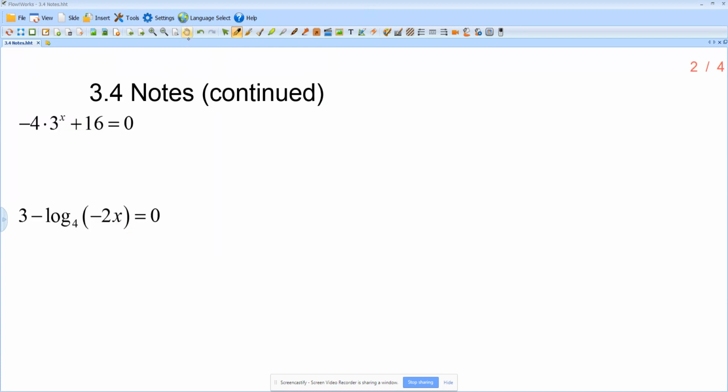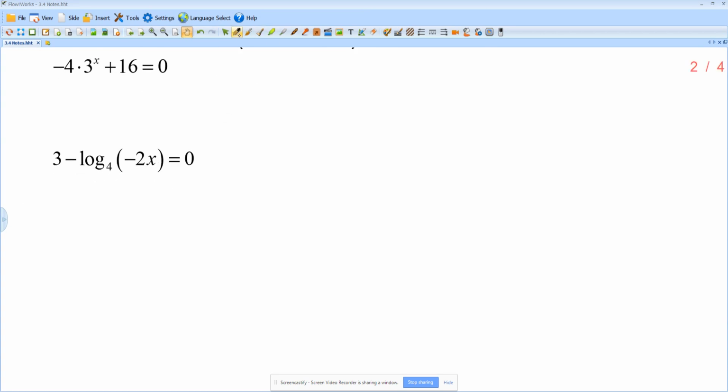Moving on a little bit, make them slightly more difficult possibly. Subtract that 16 from both sides. So I get negative 4 times 3 to the power of x equals negative 16. Divide by the negative 4 so that you can get this 3 to the power of x alone.